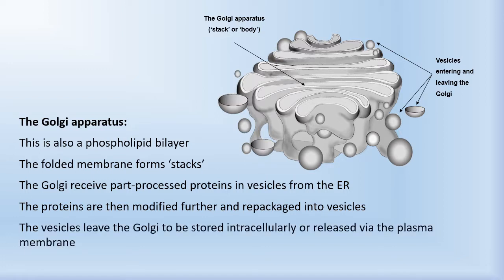Because vesicles are just pockets formed of phospholipid bilayer, they can be formed from other membranes or fuse with other membranes. Fusing with the outer plasma membrane of the cell results in exocytosis of the contents of the vesicle into the extracellular environment, outside the cell. So the vesicles leave the Golgi and they can either be stored intracellularly with their proteins or released via the plasma membrane.